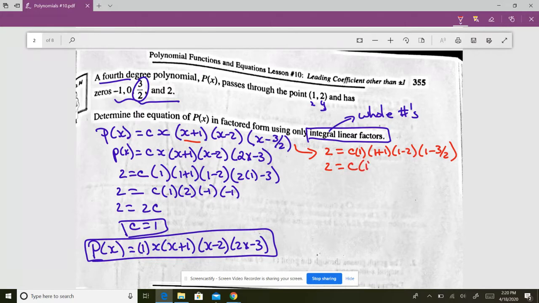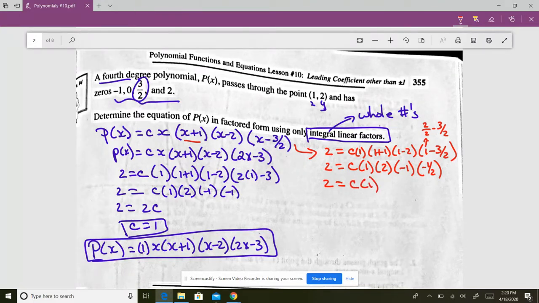C times 1 plus 1 is 2. 1 minus 2 is negative 1. Now, 1 minus 3 halves, do a common denominator. It's going to give you negative a half. You could do it with decimals, but you know my feelings on decimals. All right, so 2 is equal to c times 1 times 2 is 2. 2 times negative 1 is negative 2. Negative 2 times negative 1 half is 1.